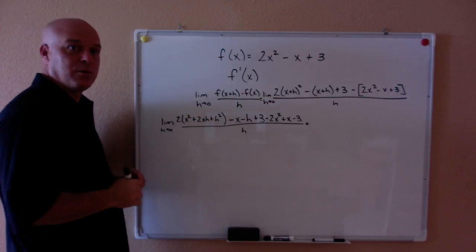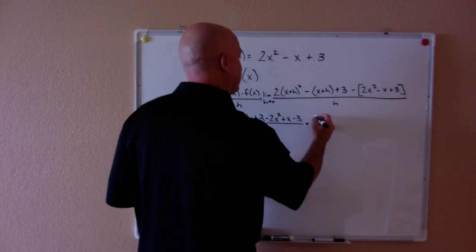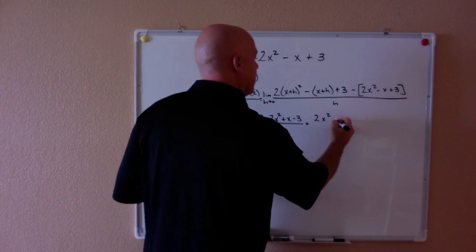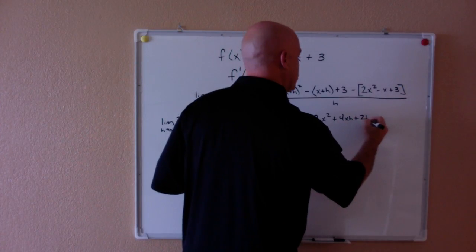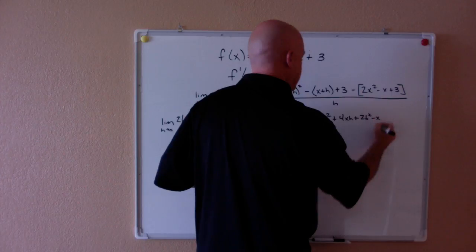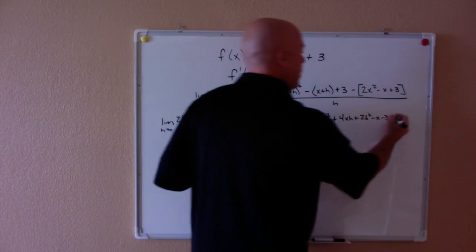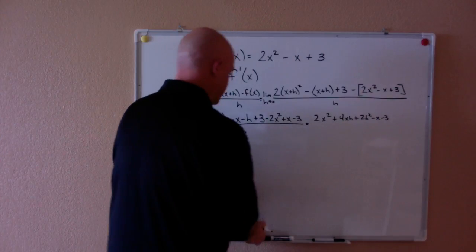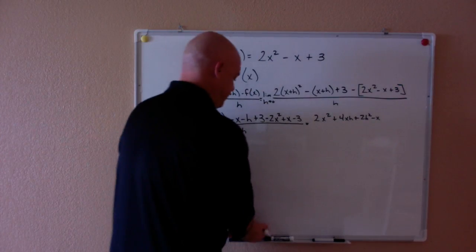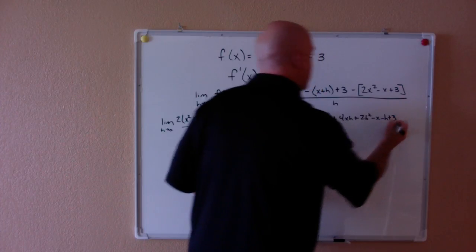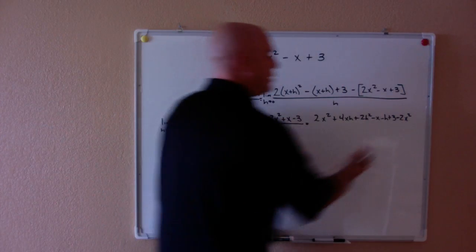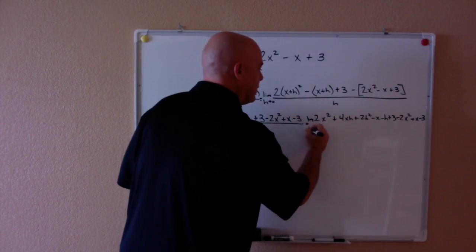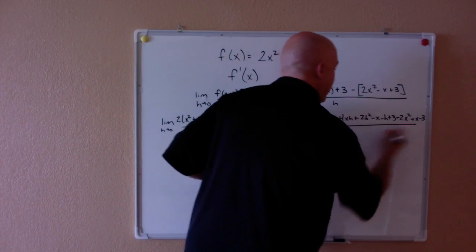Next thing I can do, I can distribute that 2 through that set of parentheses there. That's going to get me 2x squared plus 4xh plus 2h squared minus x minus h. Went too fast there. Plus 3, and then minus 2x squared plus x minus 3. And once again, don't forget you need your limit as h goes to 0, and all of that is divided by h.